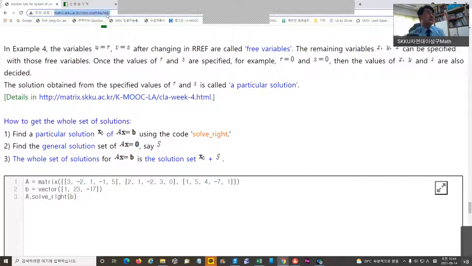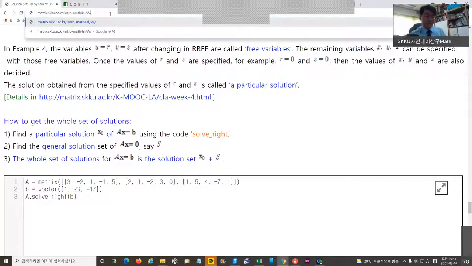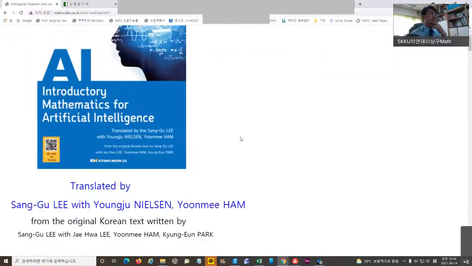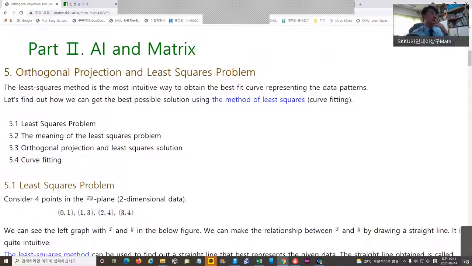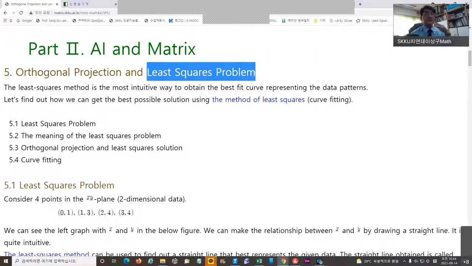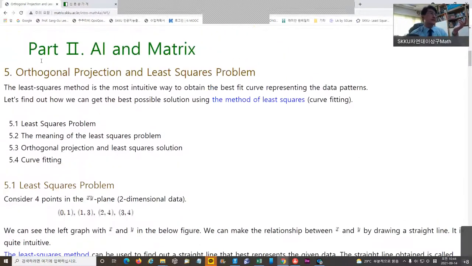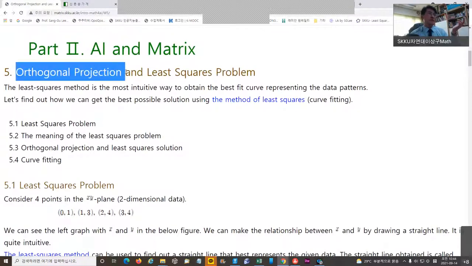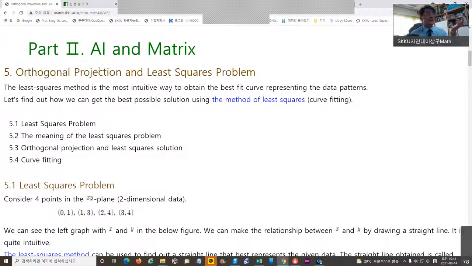Okay. Then here in week three, I told you, in week 5, we will learn the orthogonal projection and the least square solutions. The solution for the least square problems. Here, we will learn the orthogonal projections.